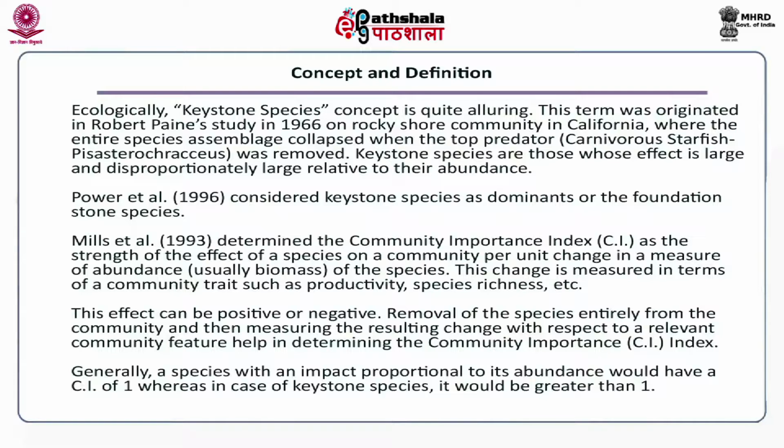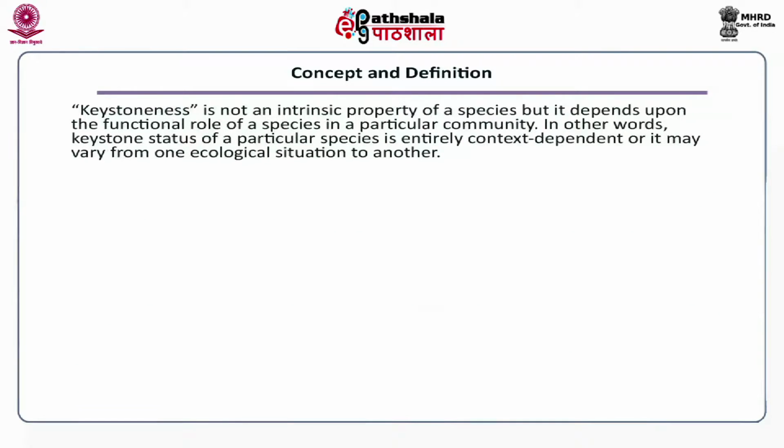Generally, a species with an impact proportional to its abundance would have a community importance index of 1, whereas in case of keystone species it would be greater than 1. Now, what is keystoneness? Keystoneness is not an intrinsic property. So, students, please try to understand, keystoneness is not an intrinsic property of a species, but it depends upon the functional role of a species in a particular community.